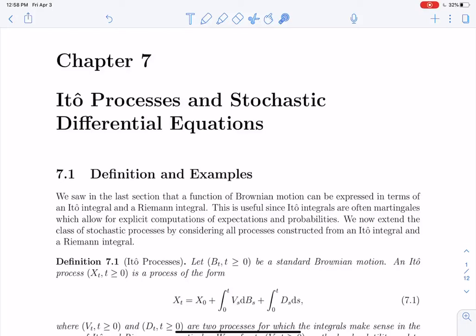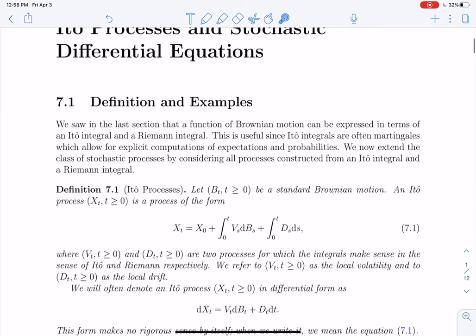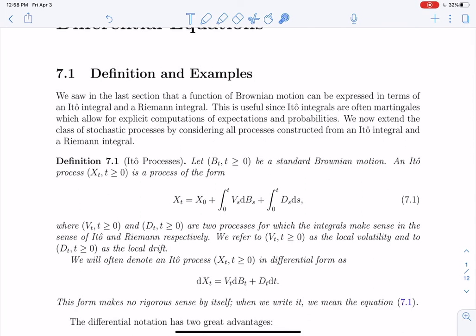Okay, welcome to the lecture on Chapter 7 on Ito processes. So that's a natural extension of what we just did with the Ito's formula. Okay, so what's an Ito process? Let's look at the definition.